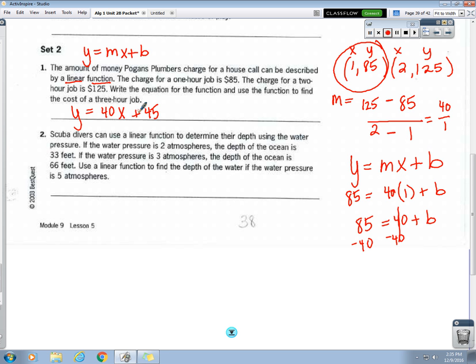Okay, so now that we have that, can't we find out what a 3-hour job is? So we need to change this to function notation. So f of x equals, and then over here we'll do f of 3 because we're trying to find out a 3-hour job. And what would a 3-hour job cost? $165. Oops, I forgot the 1. Because 40 times 3 is 120. 120 plus 45 is 165.